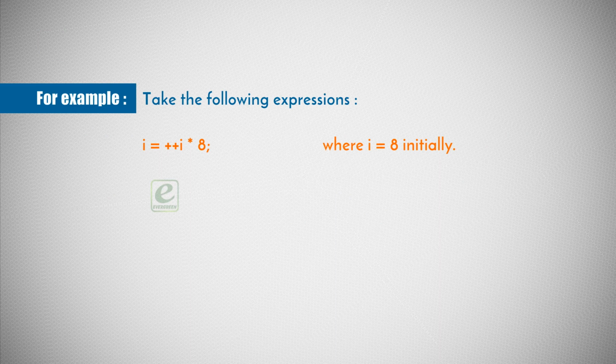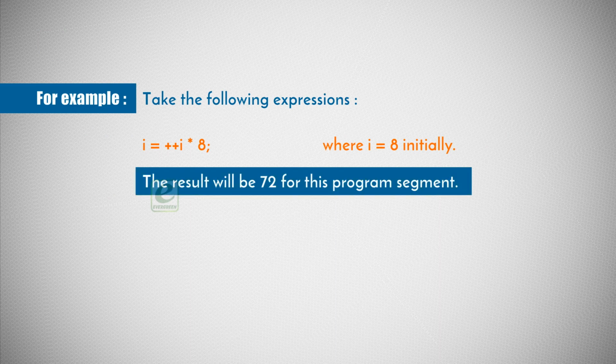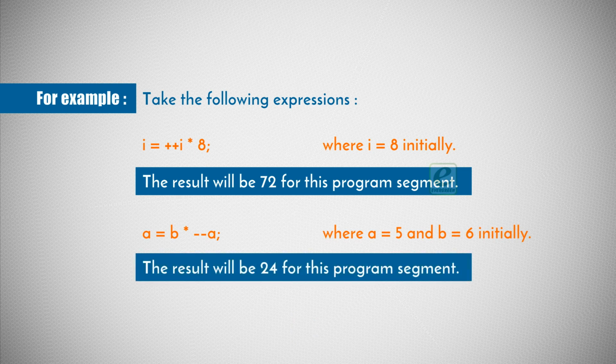For example, take the following expressions. I equals increment I multiplied 8, where I equals 8 initially. The result will be 72 for this program segment. A equals B multiplied decrement A, where A equals 5 and B equals 6 initially. The result will be 24 for this program segment.